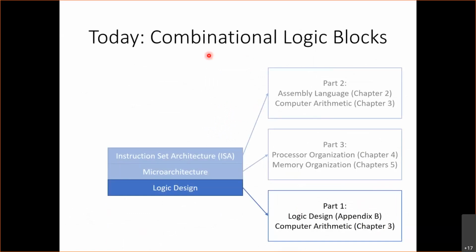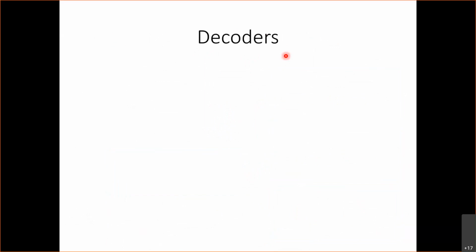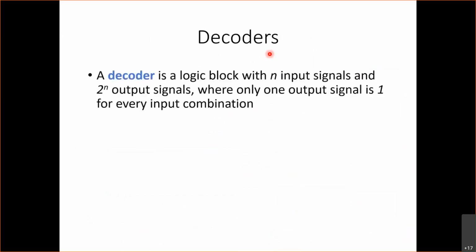So like I said, today we're going to look at common combination logic blocks that are used in circuits frequently. So the first block we're going to look at is a decoder. So what is a decoder? A decoder is a logic block that has n input signals and 2 to the power n output signals, where only one of the output signals is 1 for each input combination.